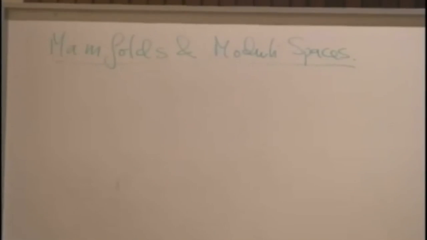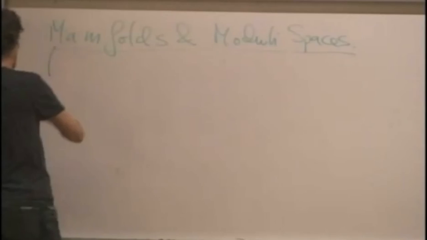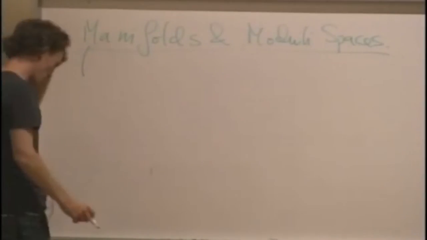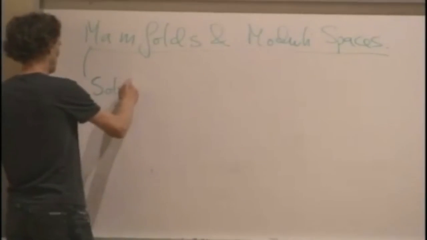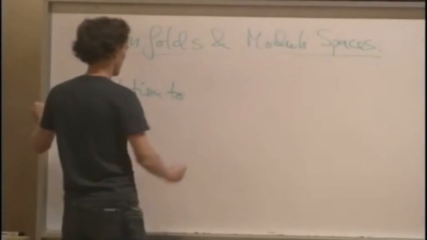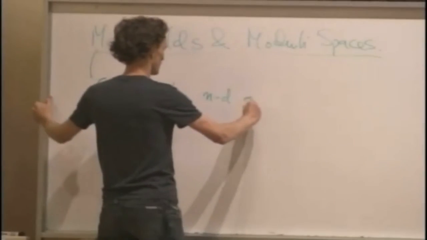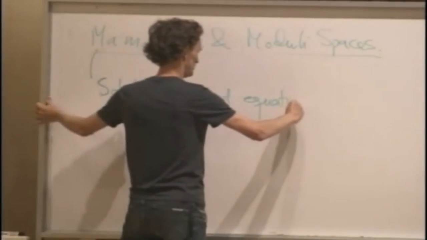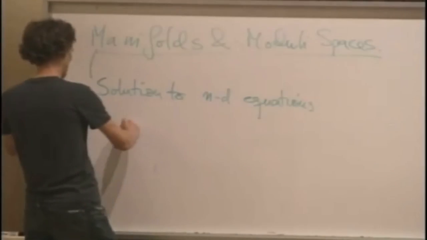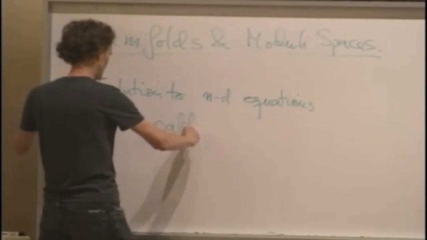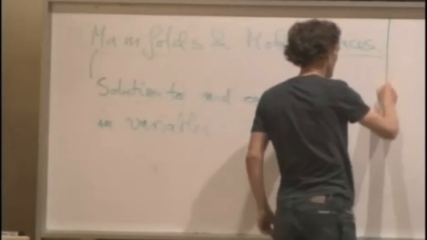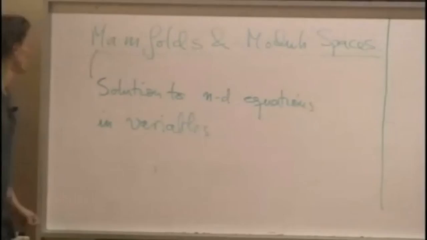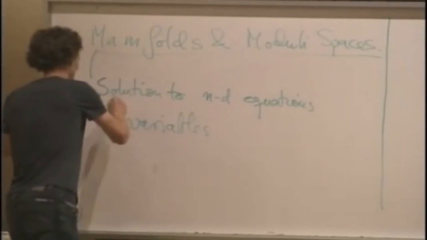So, well, a manifold is often the solution to n minus d equations in n variables. A set of solutions. This is not quite the definition, but it's an approximation to a correct definition. I'll write some extra. Yes, thank you. Can you read this, by the way?